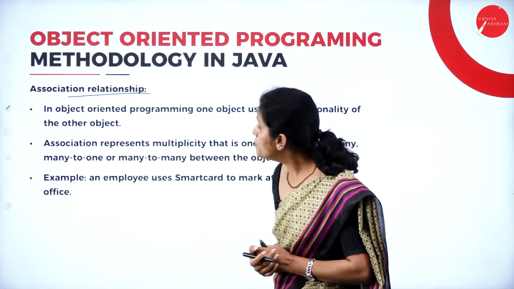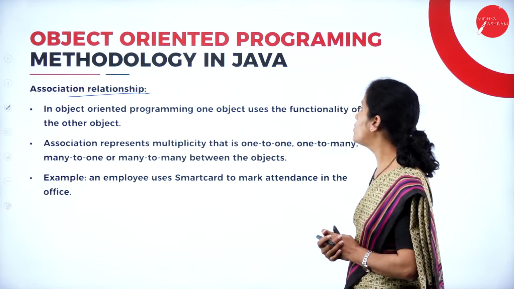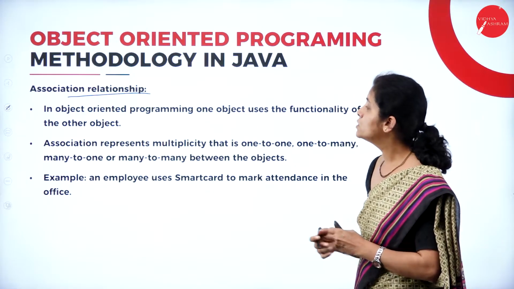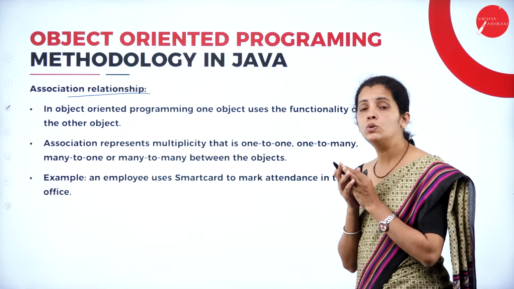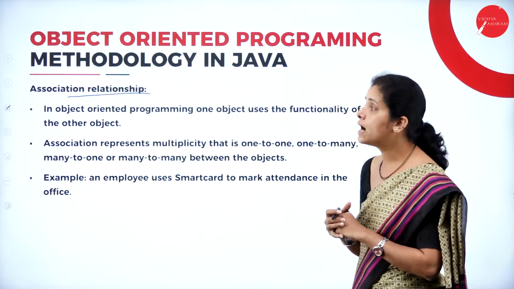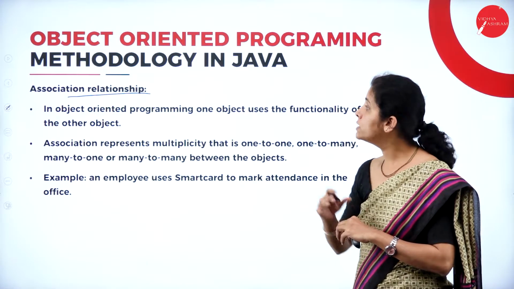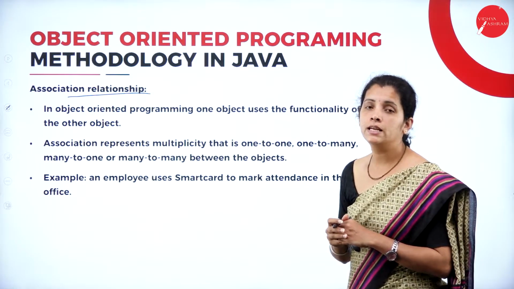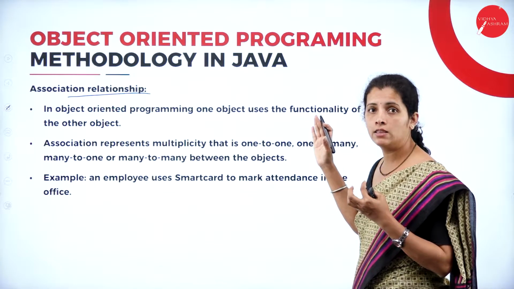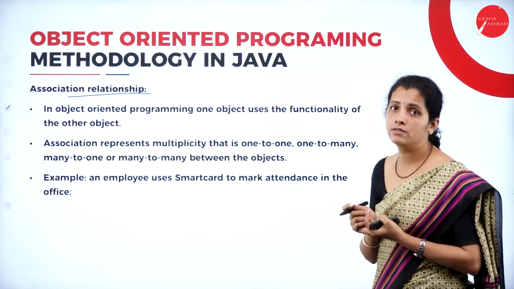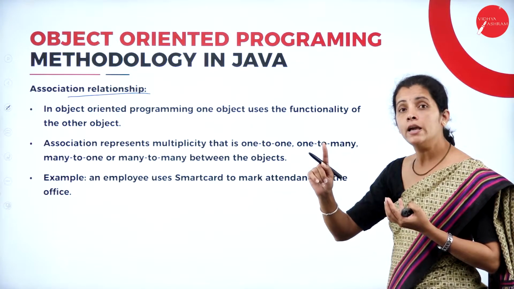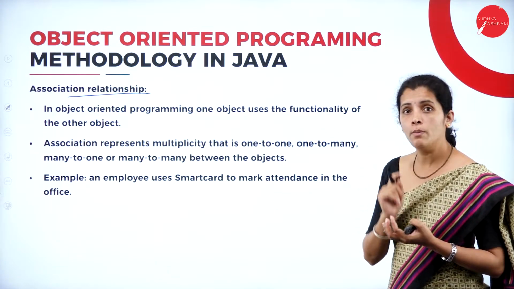Now, in object-oriented programming, an object uses the functionalities of another object. So, one object can use the features or functionalities of another object. That is called association relationship. That means there is a relationship between one object and another, and there are four different kinds of relationship, that is one to one, one to many, many to one, and many to many.